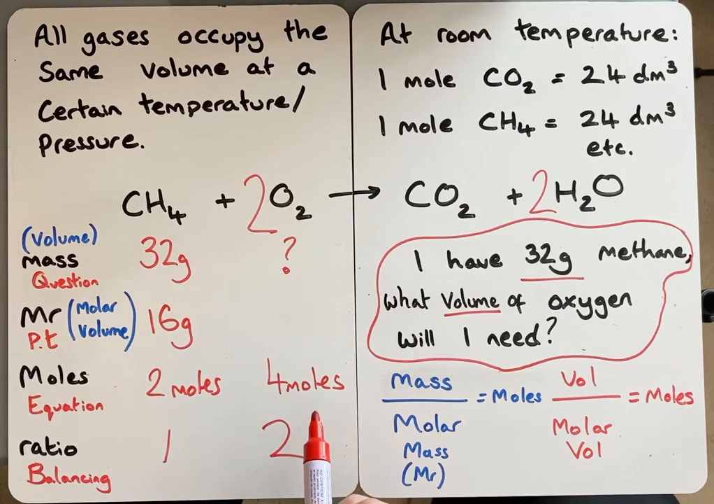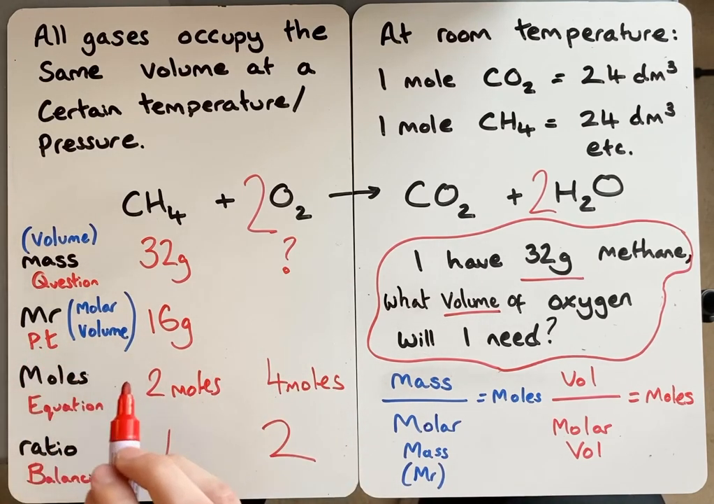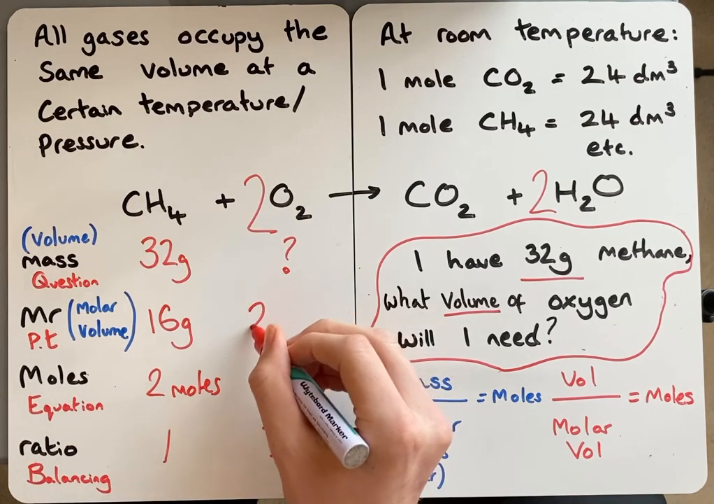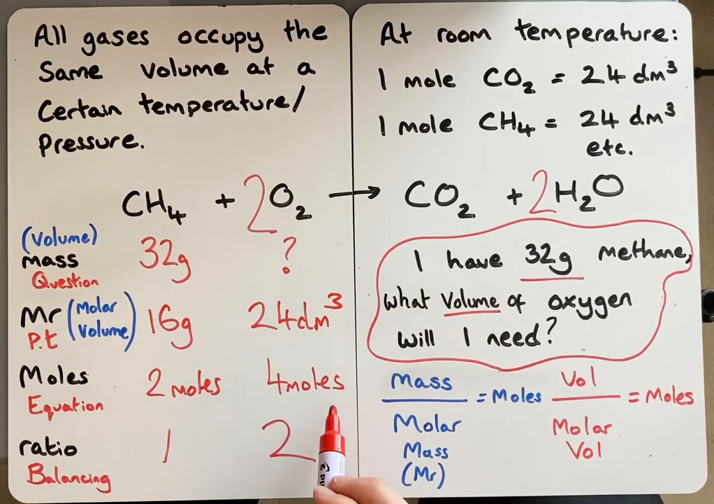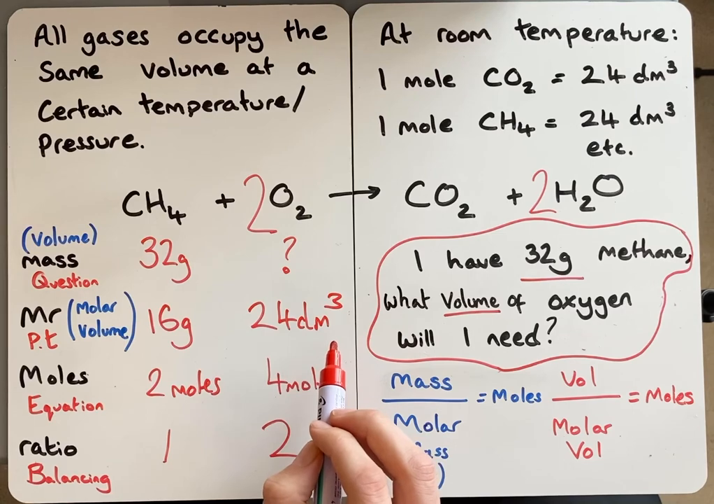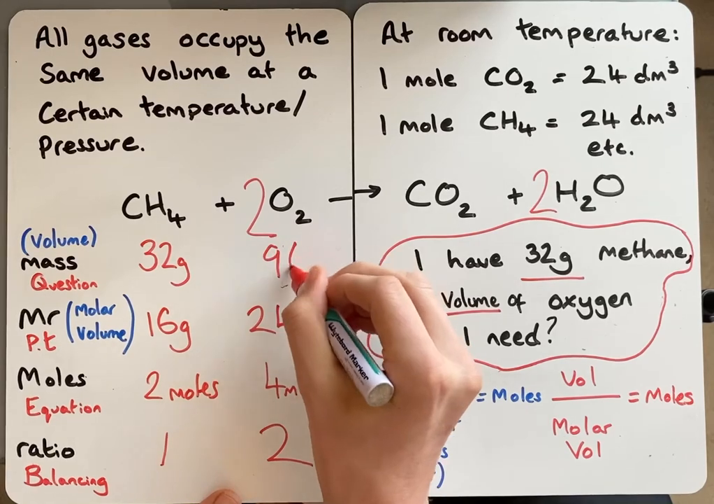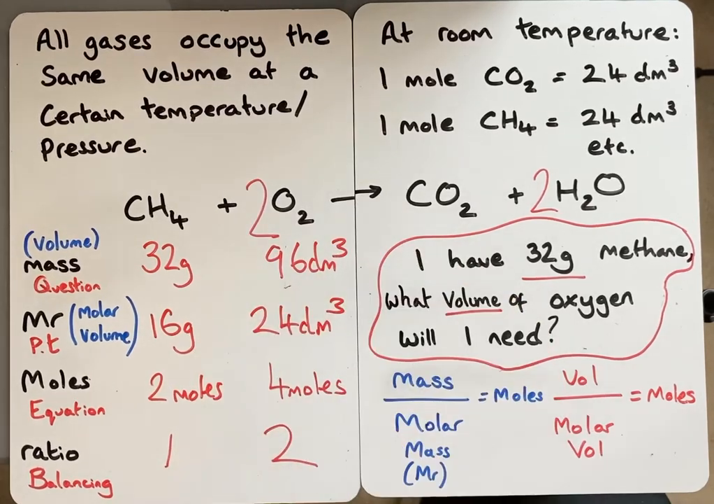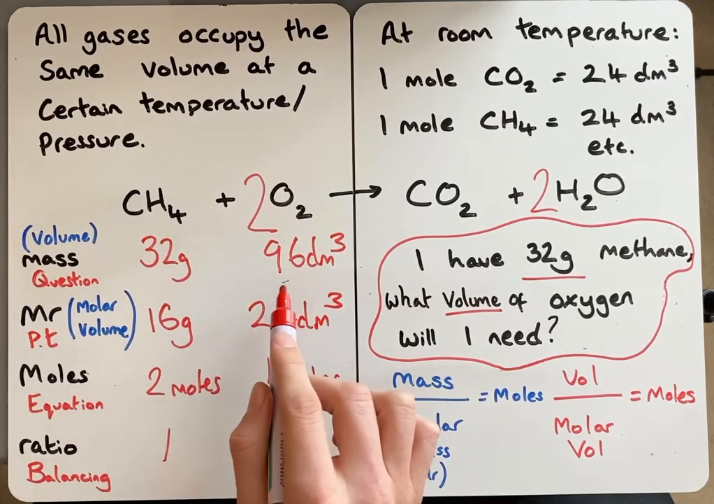Now we need to turn that mole value into a volume, and we can use our equation down here. If we have 4 moles, we're working in volume this time, so we need the molar volume instead of the molar mass. We know the molar volume of any gas is 24 decimeters cubed at room temperature and pressure. If we have 4 moles, each with a volume of 24 decimeters cubed, we do 4 times 24, and that gives us our answer of 96 decimeters cubed. And that will be the volume of oxygen required to react with 32 grams of methane. So there is our answer.